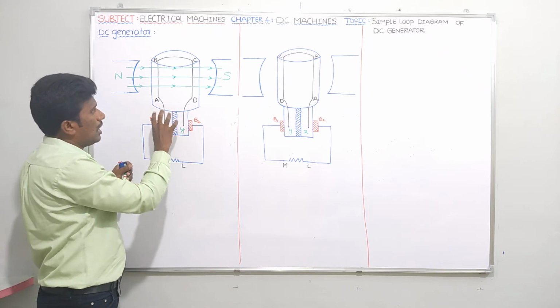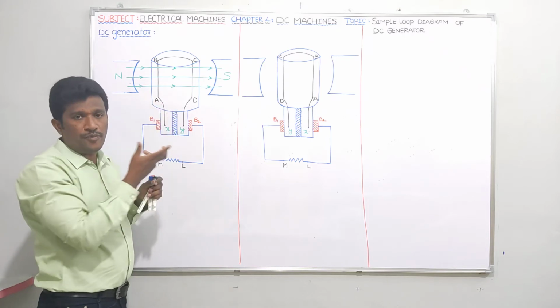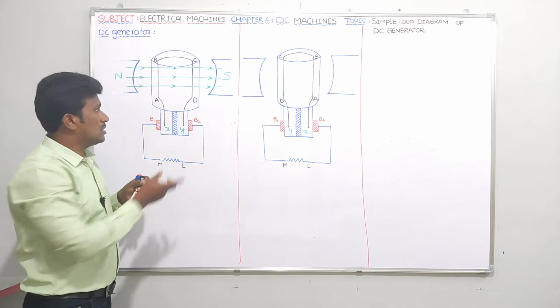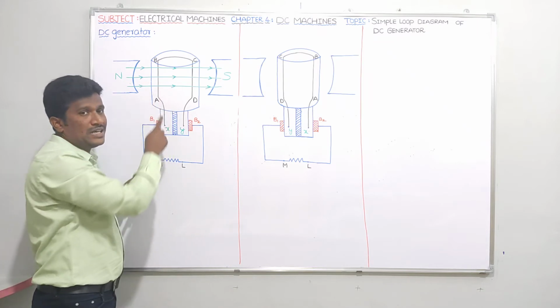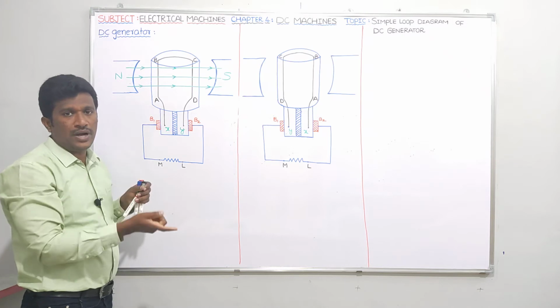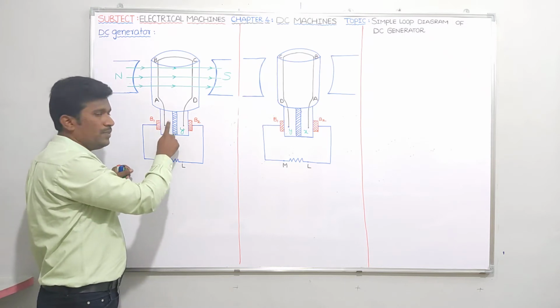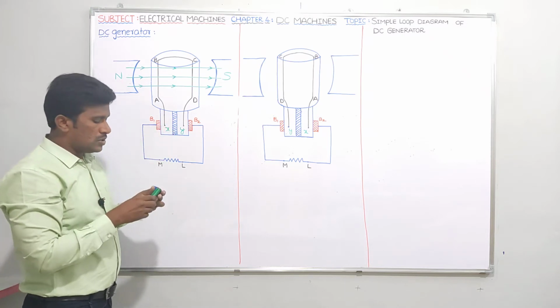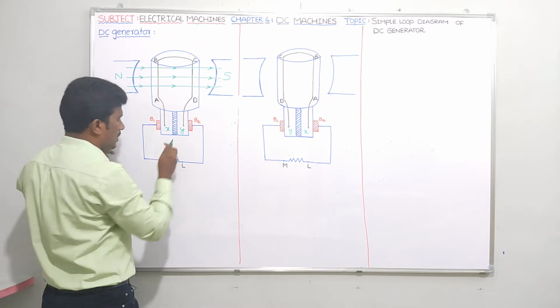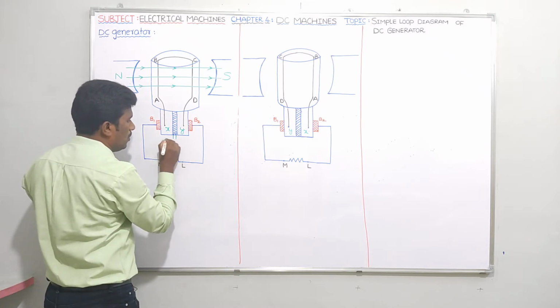So whenever the conductor is rotated because of the prime mover, this armature winding or conductor is placed on the rotor, which is the rotating part. So split rings also will be rotating. So let us assume, guys, here let me connect a prime mover.